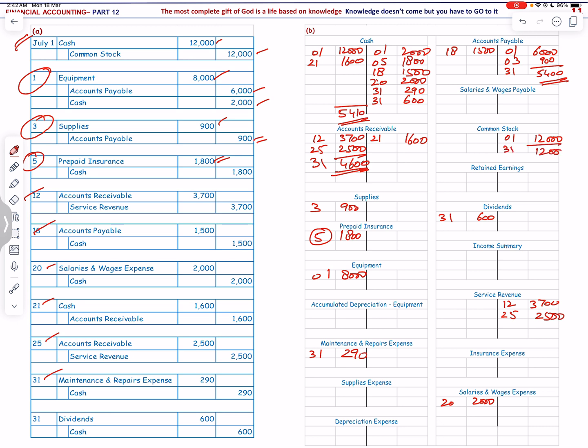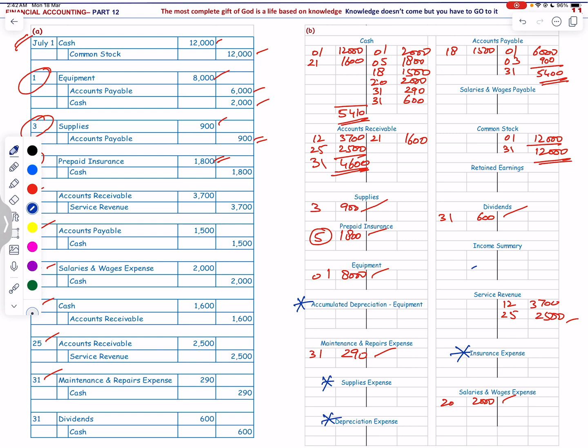Prepaid insurance, equipment, maintenance, and then we have dividends, service revenue, and then salaries. So we have recorded all the general entries that are required. You may be observing that there are other accounts like accumulated depreciation, supplies expense. We will be using these accounts as we progress in this exercise.